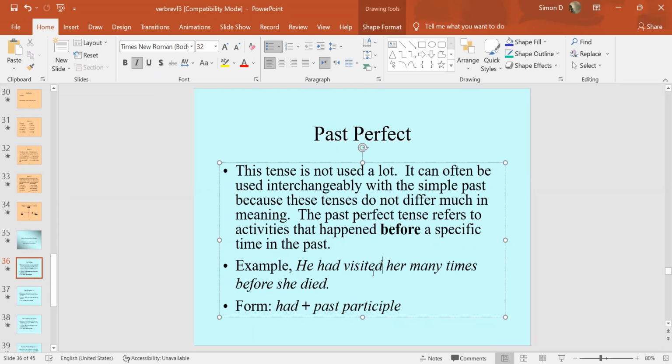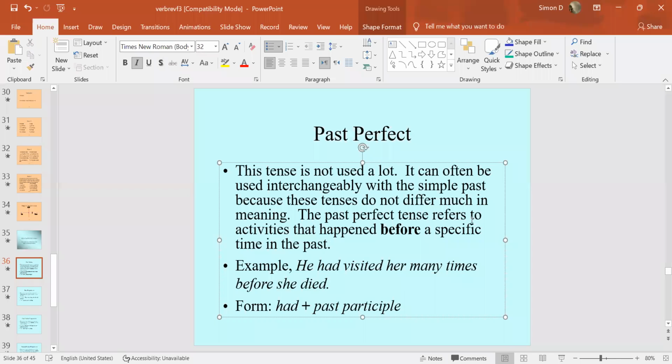Okay, before a specific time. Okay, it's in the past. Yeah, he had visited her. Okay, but when before this event happened, this specific time here. Got it right? I hope all of you understood.